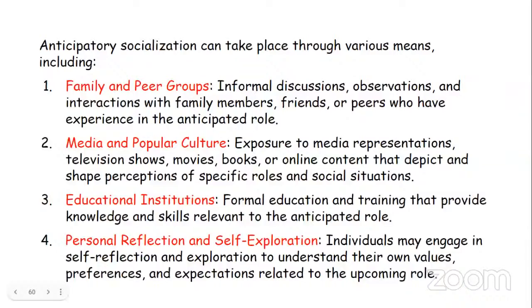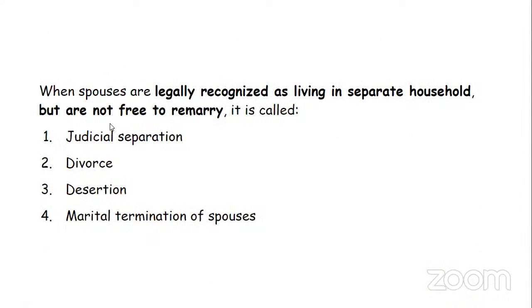Okay, so now let's move to our next question. When spouses are legally recognized as living in a separate household but are not free to remarry, it is called. So spouses or couples are living in separate households, or they are legally recognized as living in separate households, but they are not free to remarry. They cannot marry another person. So this situation is known as, is it judicial separation or divorce or desertion or marital termination of spouses? What is it called?